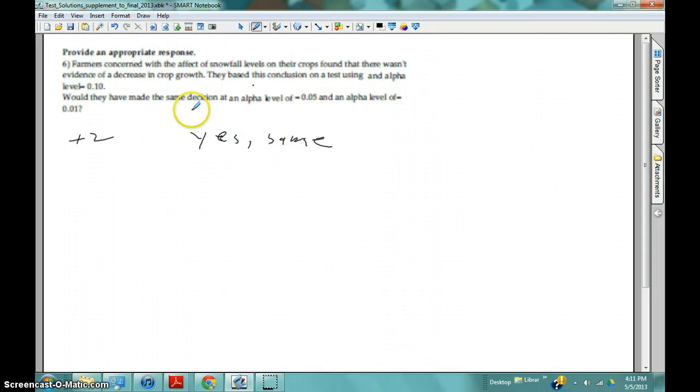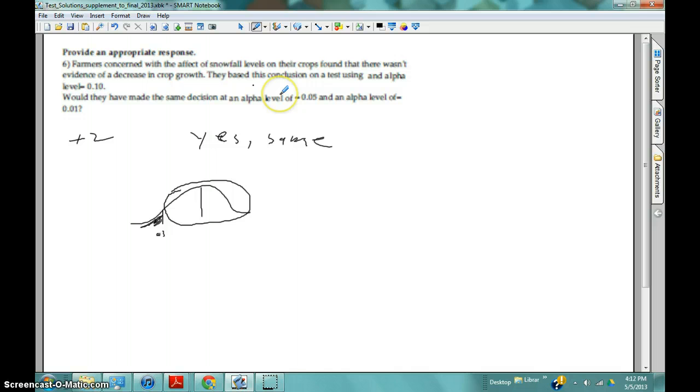And the last one, the farmers and snowfall levels, they did not have significant evidence. If we show our little distribution like we do, let's say here's the 0.1 level, so all this is 0.1. But they did not have enough evidence to say yields decreased enough. That means the test statistic ended up being somewhere over here, because there wasn't enough evidence to reject the null.